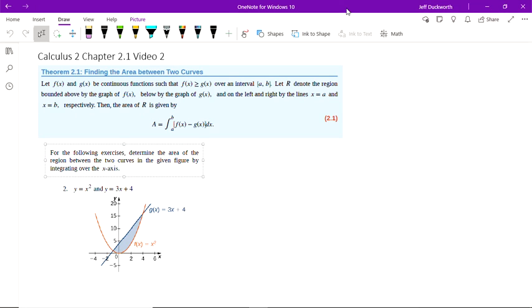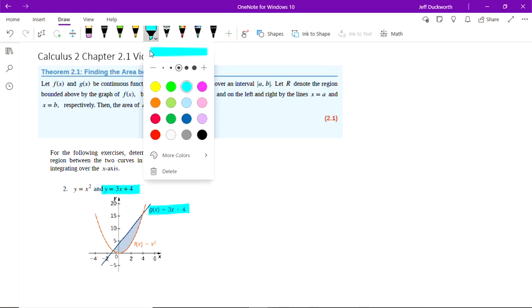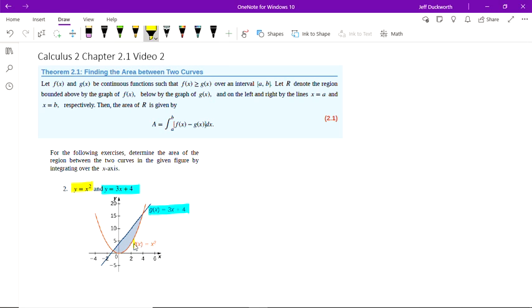I'm going to do another example when we're trying to find the area between two curves. This is the second problem from this chapter in your book. They've given us two functions. They're labeling g of x as 3x plus 4, and they're labeling f of x as x squared.